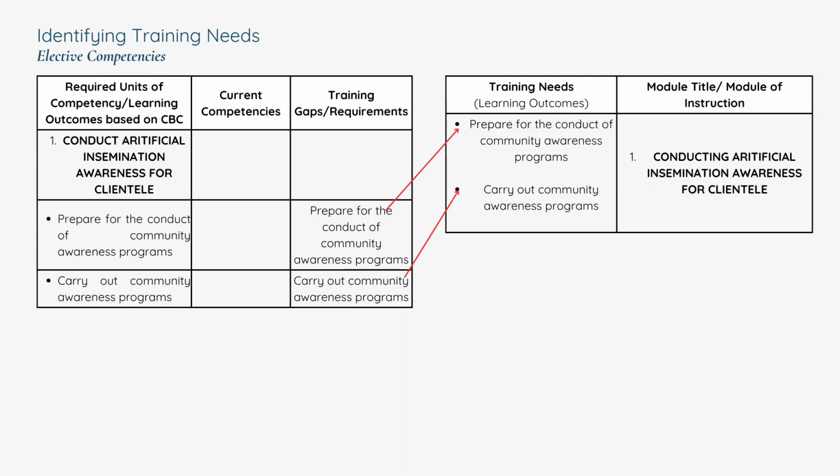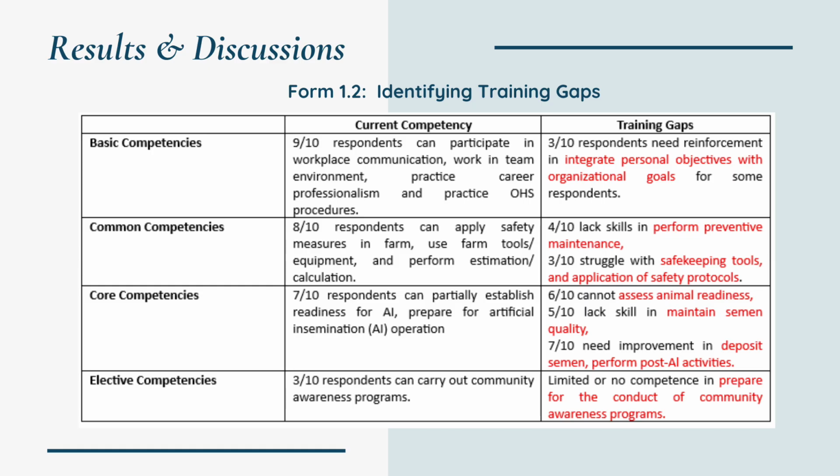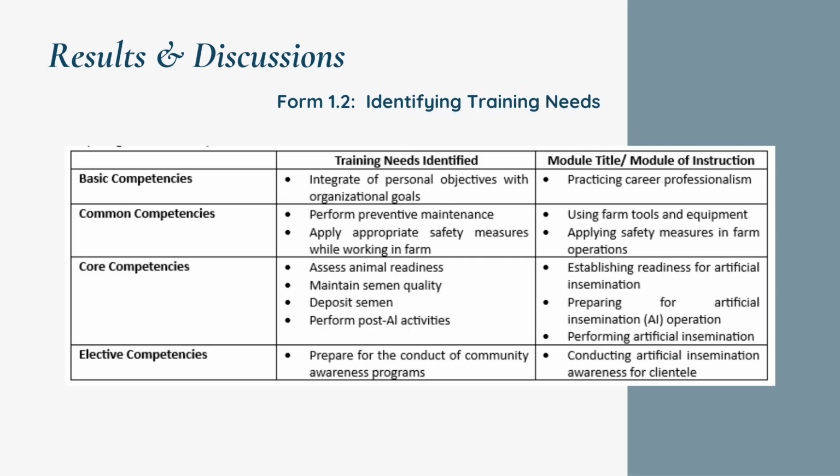Finally, for elective competencies, the need is to strengthen the ability to conduct community awareness programs to inform and educate clientele about artificial insemination. So, in summary, Forms 1.2 and 1.3 allow us to clearly see the strengths and weaknesses of our trainees. By identifying gaps and converting them into training needs, we can design focused learning modules that will help students become fully competent in artificial insemination for large ruminants.